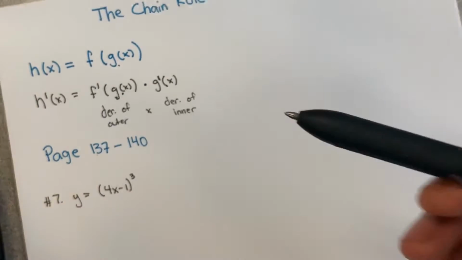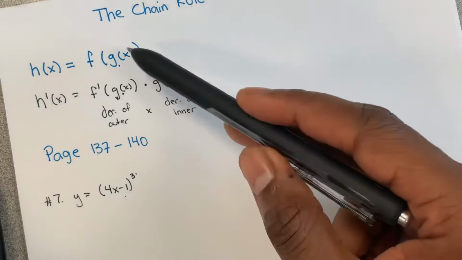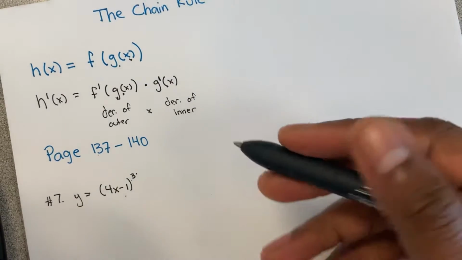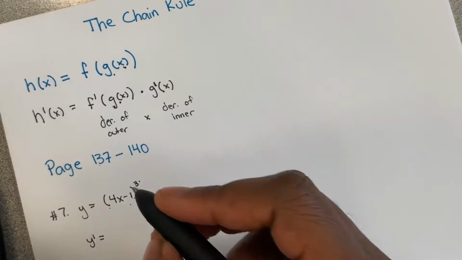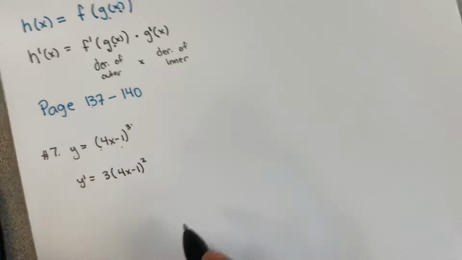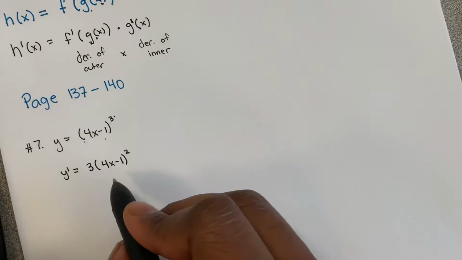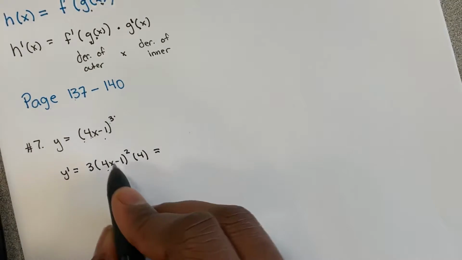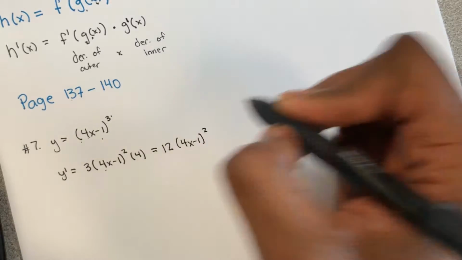So if we look at this, we have two different functions happening. We have a function raised to the third power, and the inside, the input, this g of x, is 4x minus 1. The outer function, the f of x, is x cubed. So when we do our derivative, we're going to have y prime equals, the derivative of anything cubed is 3 times that thing squared. And then the chain rule says we multiply by the derivative of the inside. So the derivative of 4x minus 1 is just 4. And then we simplify what we can. So we get 12 times 4x minus 1 squared.